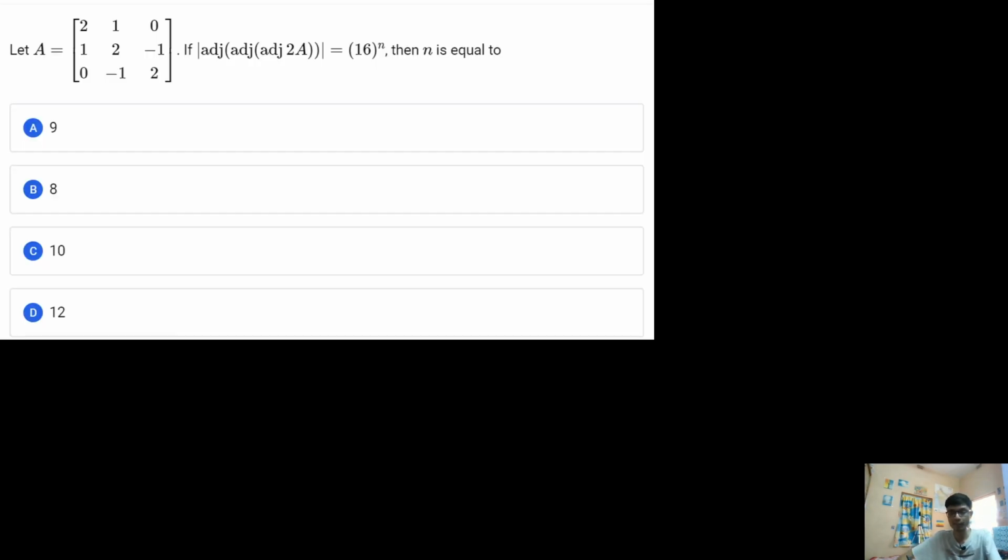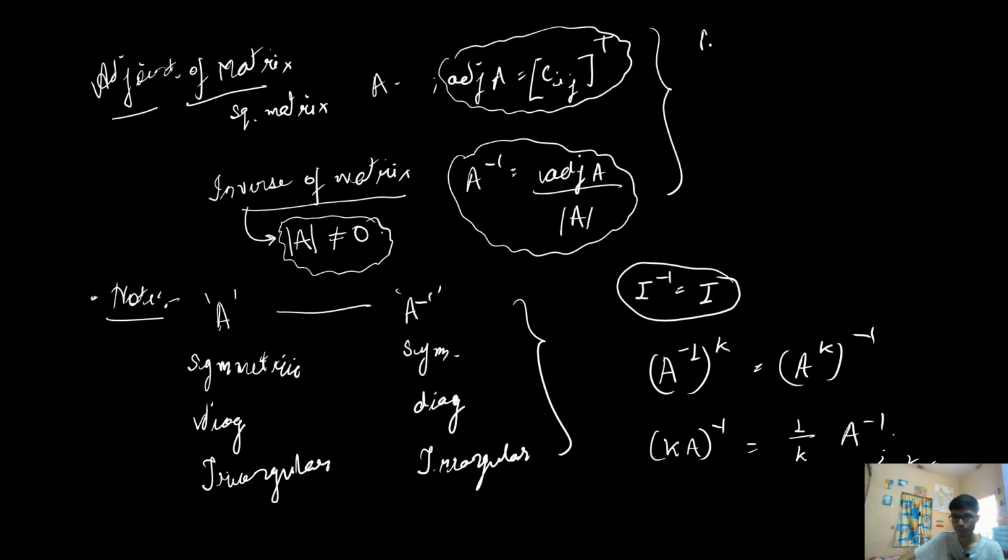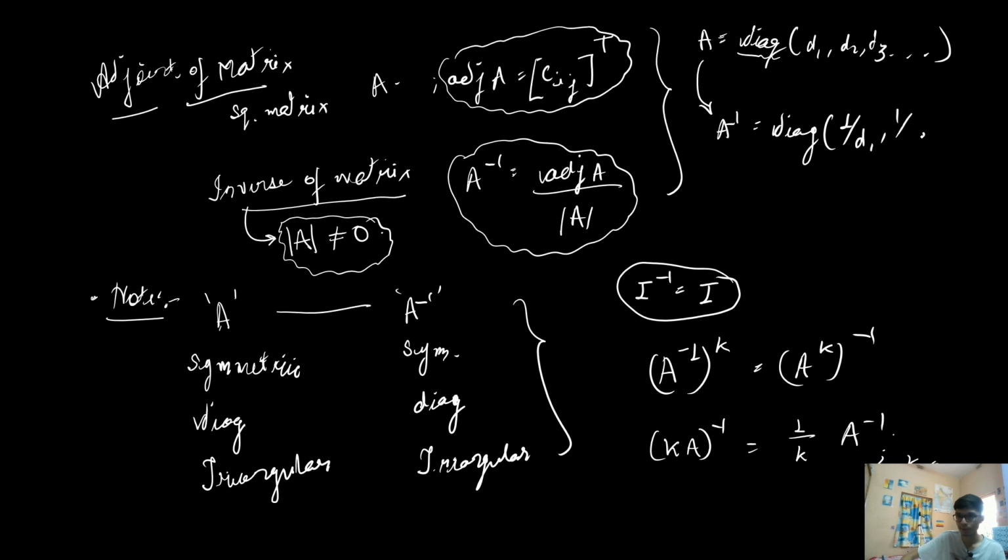Similarly, another important thing: for example, A is a diagonal matrix and it is given by its diagonal elements. The diagonal matrix is represented by diag, which means the diagonal elements, represented as D1 and D2 and D3 and so on. If these elements are given, and you compute the inverse of this particular matrix, then you can directly write this inverse as diag of 1 by D1, 1 by D2, and so on. Okay, so this is how you will calculate the inverse of a diagonal matrix.